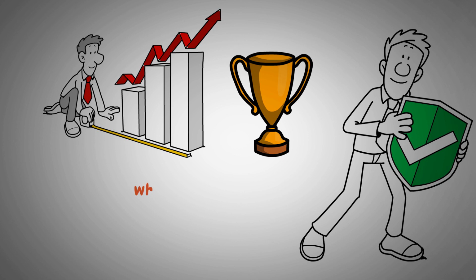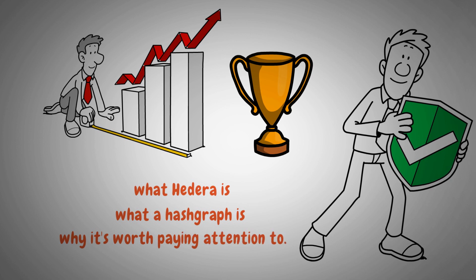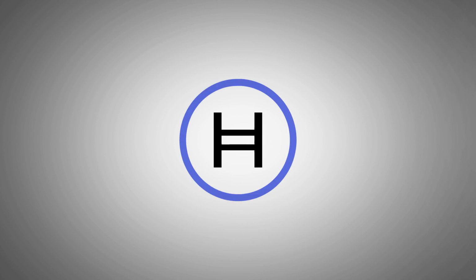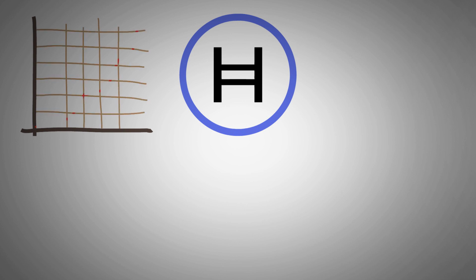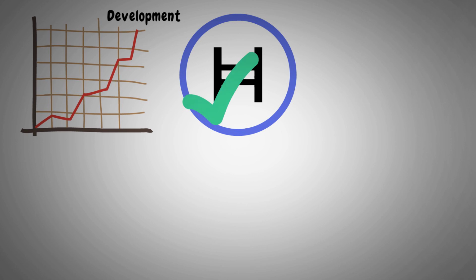A quick rundown of what Hedera is, what a hashgraph is, and why it's worth paying attention to. In this video, we've discussed Hedera's unique features, its team, and its token, Hbar. We've also explored the tokenomics and how they help drive the network's growth and development. With its fast transaction speeds, high security, and stable token, Hedera Hashgraph is poised to become one of the leading DLTs in the market.